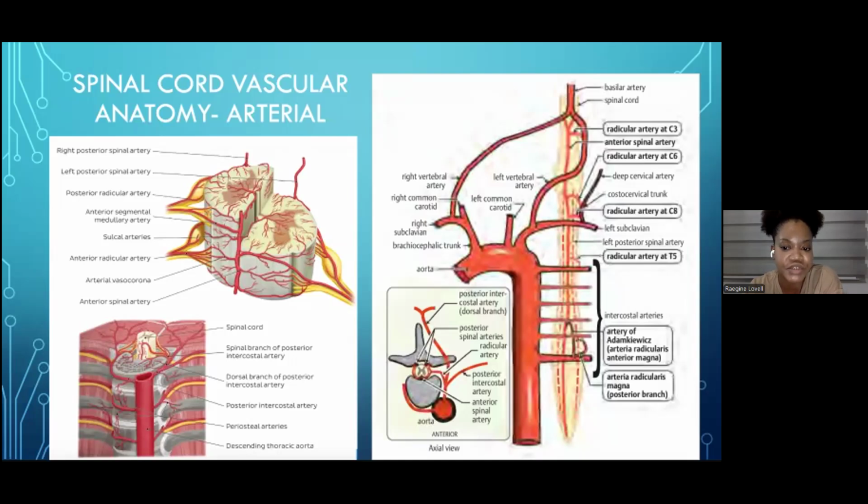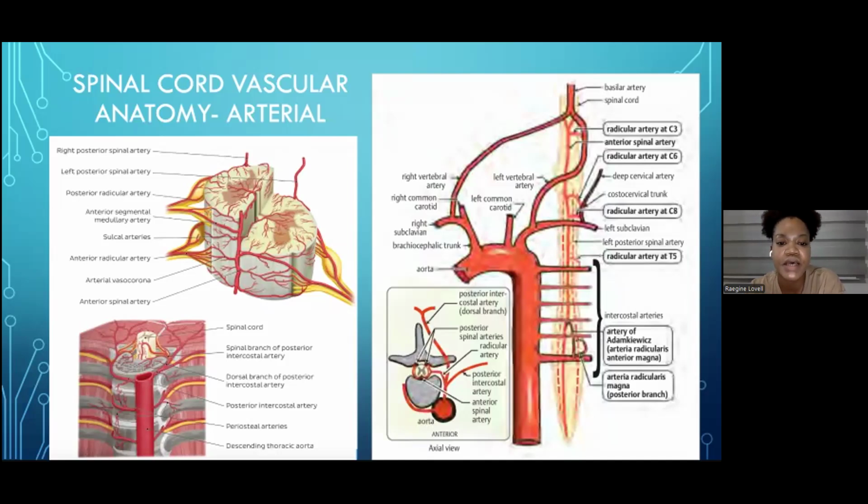Major contributions to the anterior spinal cord are from 6 to 9 radicular arteries. It varies. And some of these you can see in the sagittal view on the image on the right. So the radicular artery at C3 arises from the vertebral artery, then C6 and C8. Approximately 10% of the population lack the anterior radicular artery in the lower cervical spine. C6 arises from the deep cervical artery and C8 from the costocervical trunk. And then there are radicular arteries at T4 or T5.